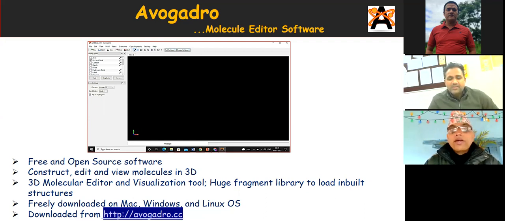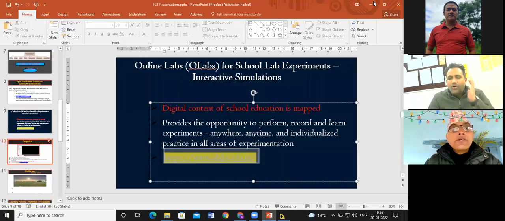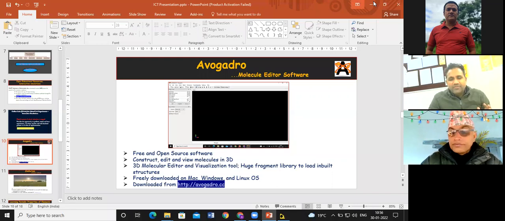The best part is you can easily download this on your Mac, or whether you have a Windows, Mac, or Linux system. It can be downloaded from avogadro.cc. So let's see what will happen. I have already downloaded this Avogadro.